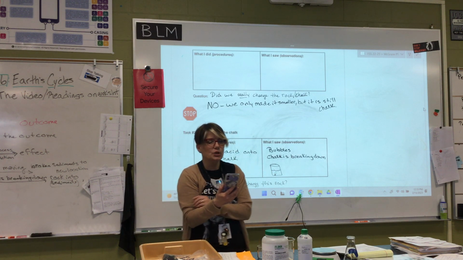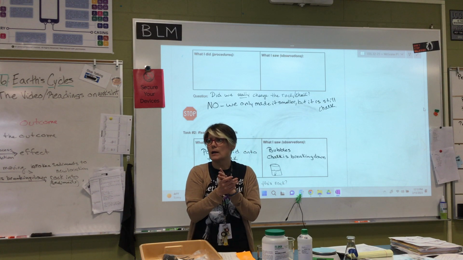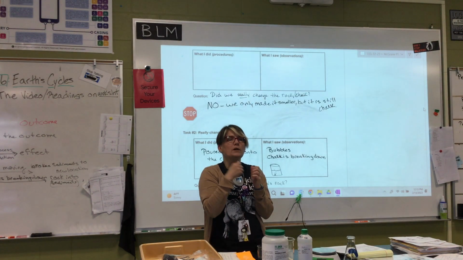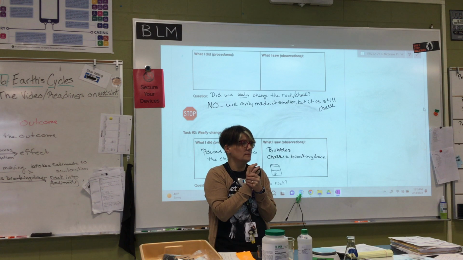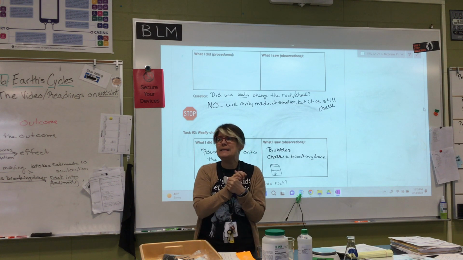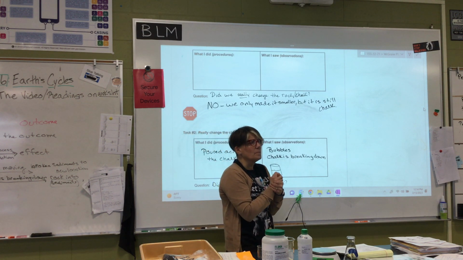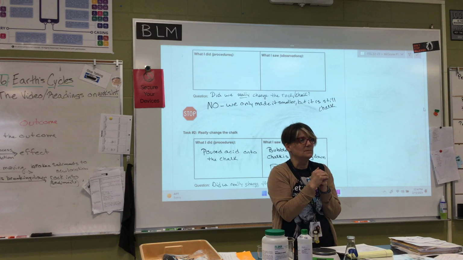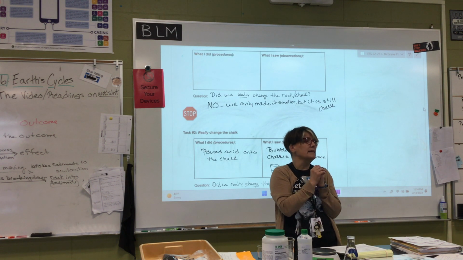All right, 3, 2, 1, and we're done. Did we really change the rock? Yes. How do we know we did? What did we see to allow us to understand we changed this rock? Bubbles. We had a chemical reaction. We did change the rock because we saw bubbles. That's a chemical reaction.